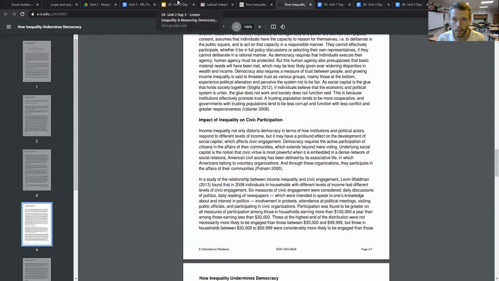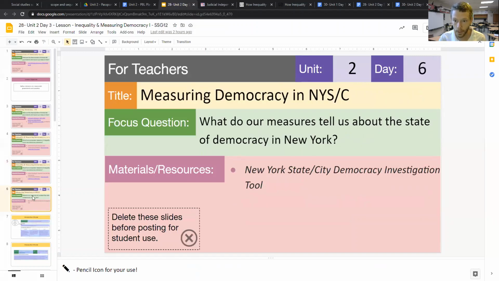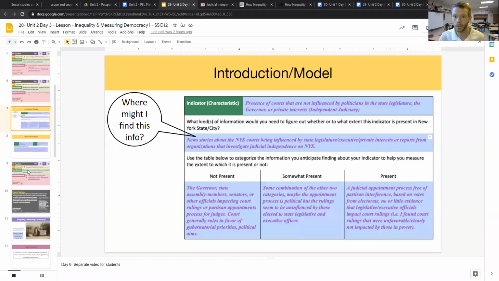civics within governmental systems. In the last day of the first mini unit, students will apply what they learned about the characteristics of democracies to really measuring democracy either within New York State or New York City. And they'll be introduced to the New York State City Democracy Investigation Tool. And there will be an additional video forthcoming for students to be able to access to help them really manage that particular tool. So in this lesson, students will be presented with this model.